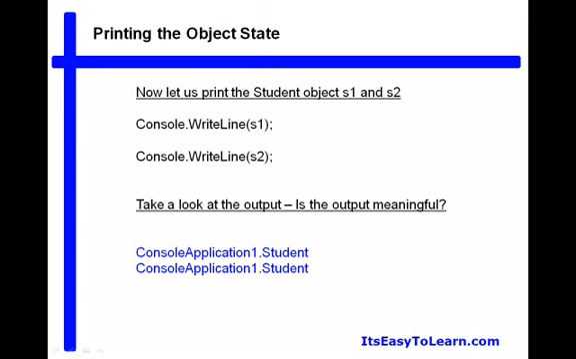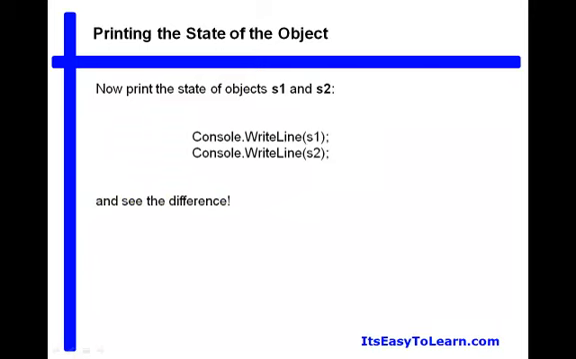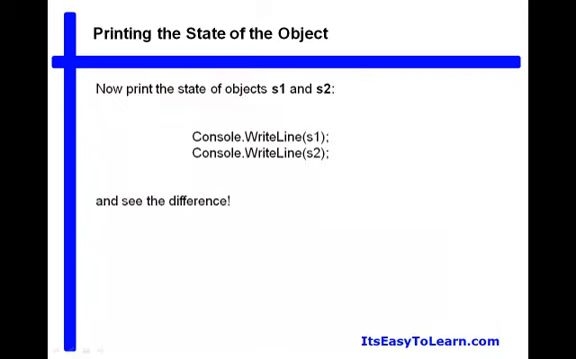This does not seem to be meaningful, right? In order to have meaningful output, we need to implement the ToString method. So in your Student.cs class, add this method, public override string ToString, and print the state of the object. In general, it is a recommended good practice to always print the state of the object in the ToString method. Now let's say you wrote this method ToString in the Student.cs class. Now execute the program once again and you will see the difference.